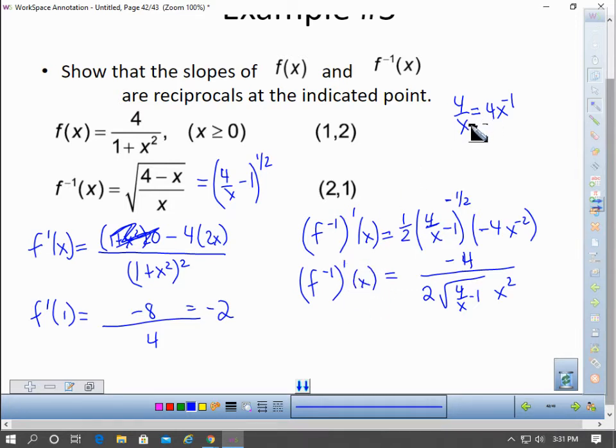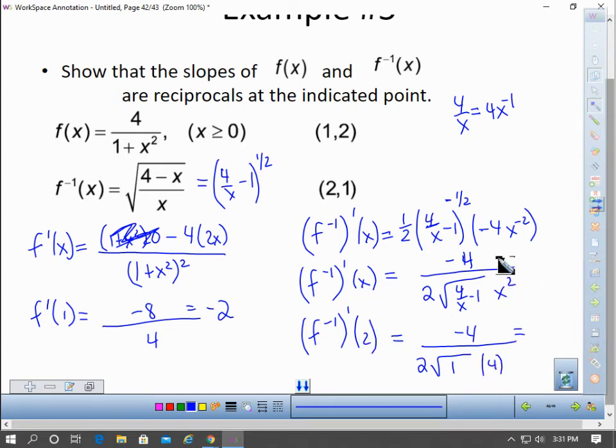Now I'm evaluating that at its point. So I'm going to do f inverse prime of 2, so I'm going to plug a 2 in here. What am I getting? I'm going to get -4, and then this is 2 times the square root of, putting a 2 in here, 4 over 2 is 2, minus 1 is 1, so that'd be square root of 1. And then x squared is going to be 2 squared, which is 4.